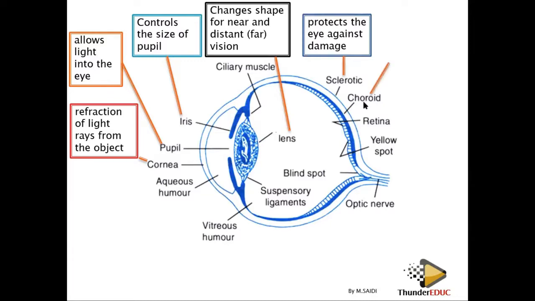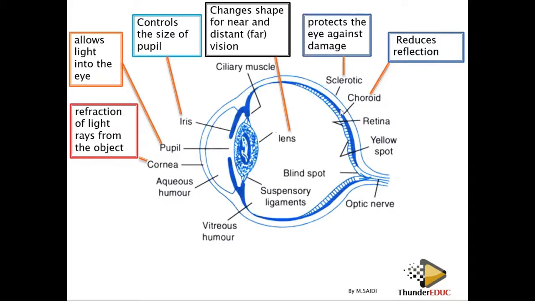Then you have another part which is called the choroid. This is the dark part of the eye. This part is dark. It is very important in reducing reflection. So why is it important?